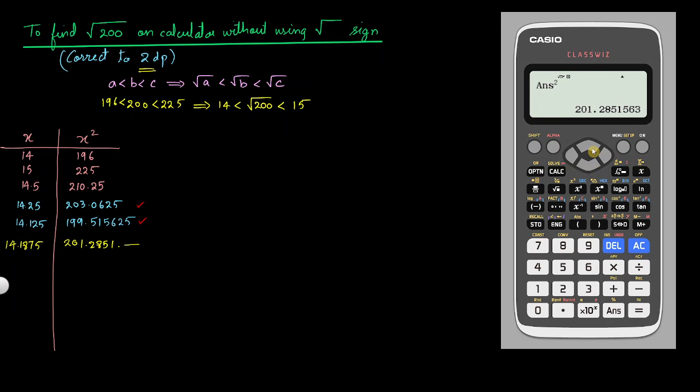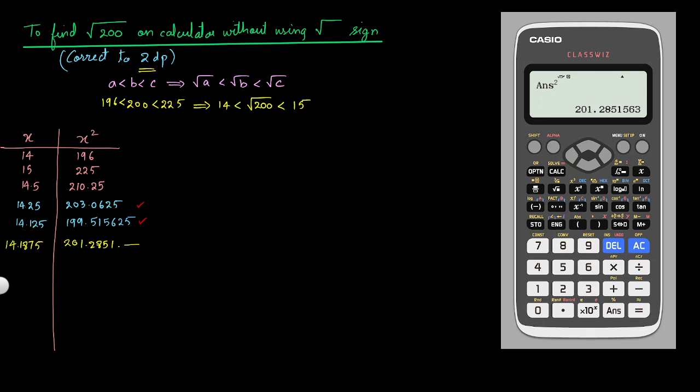Decimal is 275. This gives me a higher value. So yes, okay, I just messed up the second decimal. Yeah, it is correct actually. So 14.1875, 14.125. So now the value is somewhere in between them.